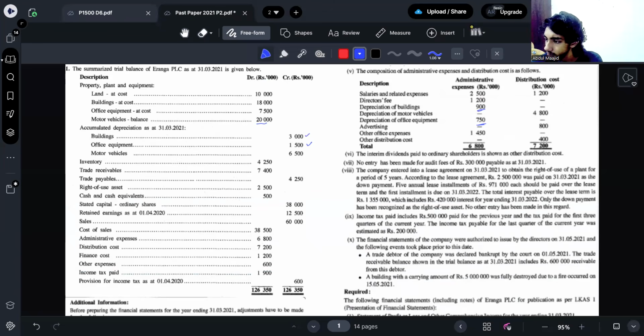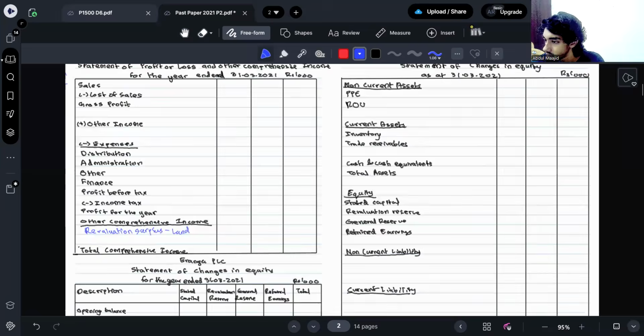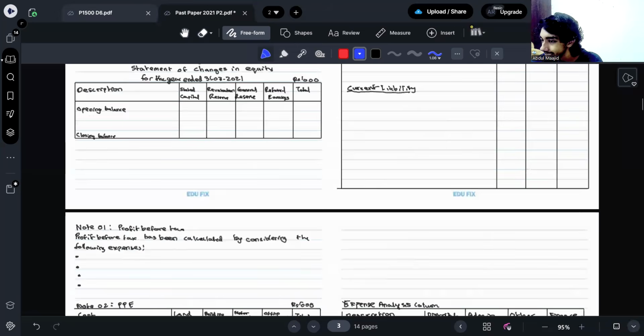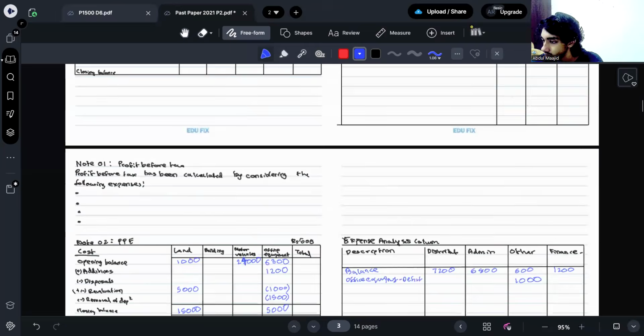Now, motor vehicle depreciation is given as 6,500,000. The depreciation for the year for motor vehicle is given as 4,800. Then the opening balance would be 6,500 minus 4,800, that is 1,700. Okay, now let's calculate the correct depreciation for that.